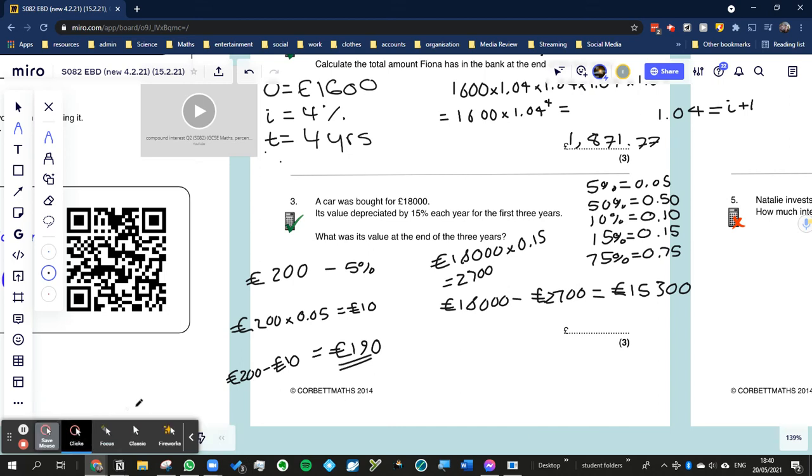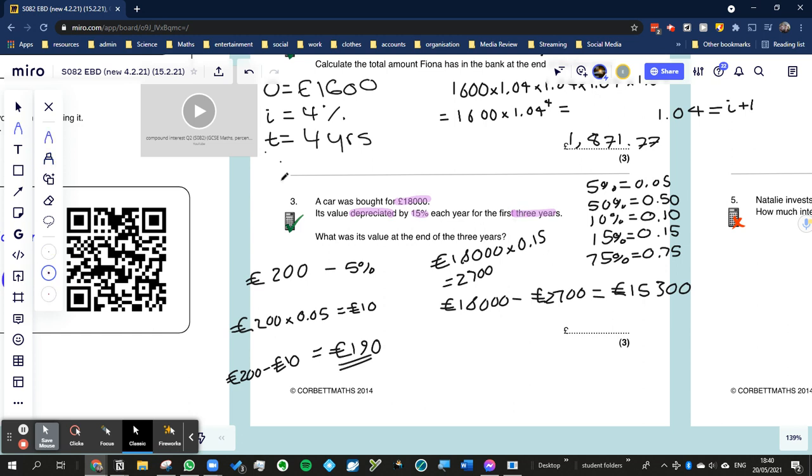Okay. So we're looking at depreciation now. Let's say something's gone down in price, or something's decreased by a percentage, and we've got the original amount here, and so it's depreciated by 15%, and it's done it 3 times. So it's done it every year for 3 years.